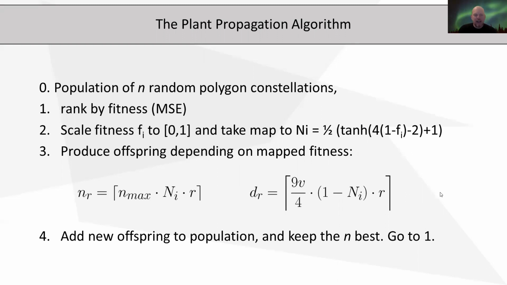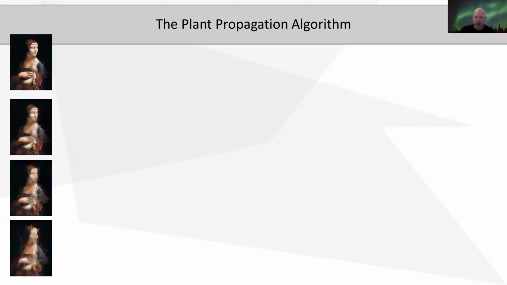And the key idea of plant propagation is that the fittest individuals produce a lot of offspring with very small mutations. And the unfittest individuals in the population produce very few offspring with large mutations, right? And then you produce a number of offspring, and you kill them off until you have a new population size of the best individuals. And this is what it looks like.